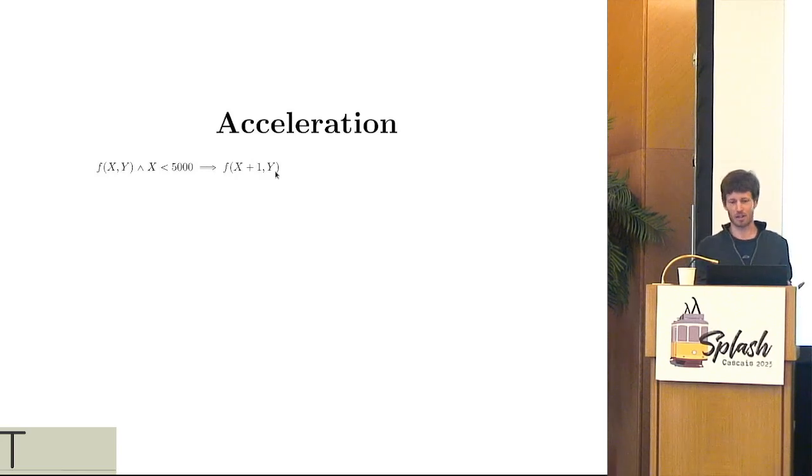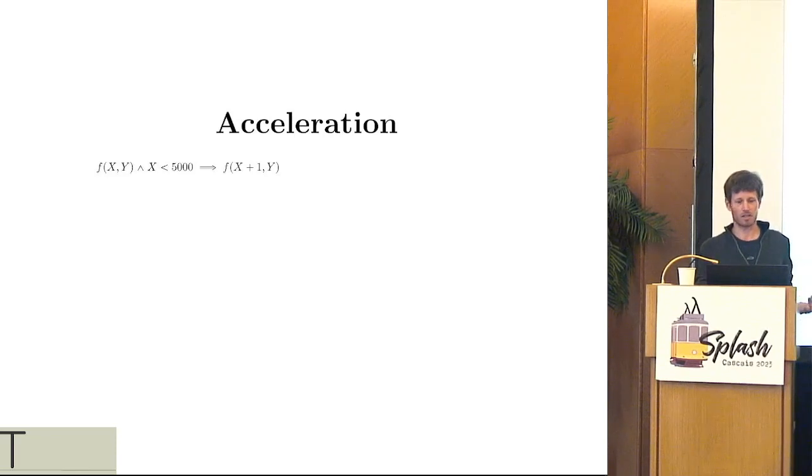And if you prefer to think of that as a transition system, then, well, f is basically your location in your control flow graph, and then this transition here tells you if f is reachable with the valuation x, y and x is bounded by 5,000, then f is also reachable with the valuation x plus 1, y. And if you go from CHCs to transition systems, then unsatisfiability becomes unsafety and satisfiability becomes safety.